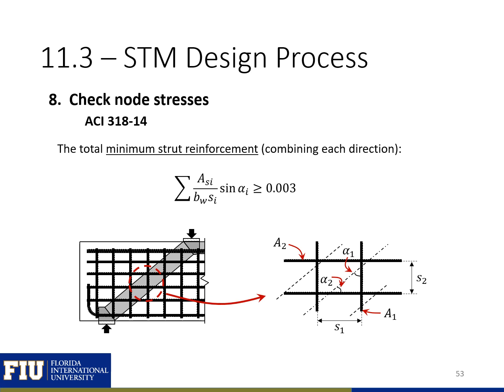In ACI, the total minimum strut reinforcement, combining each direction, needs to be greater than 0.003. So for ACI, we take the area of the reinforcement in whatever direction we're looking at and divide it by the web width and the spacing in that direction, and then multiply it by the sine of the angle of that reinforcement to the strut angle. So here our As1, if we're doing vertical, our spacing s1 is the spacing of our vertical steel, and our alpha 1 here is the angle between the strut angle and our vertical steel.